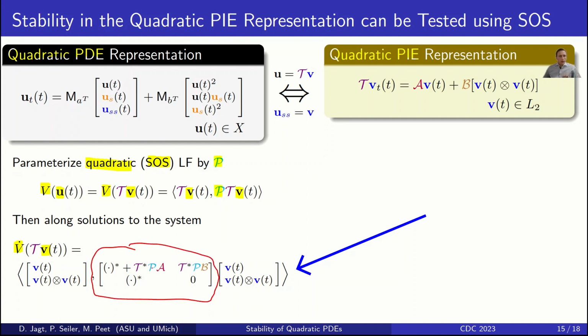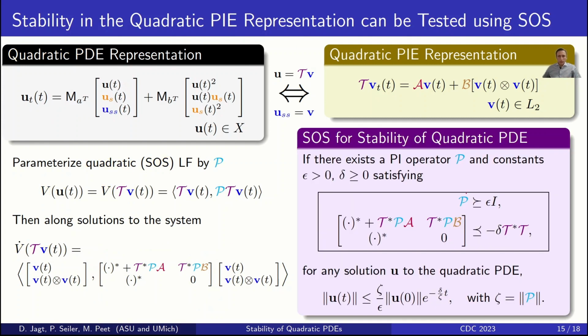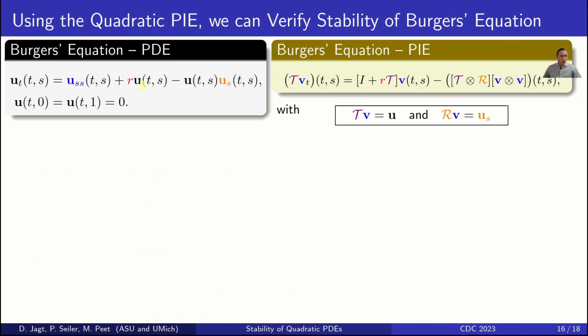So then, using this simple quadratic Lyapunov function, we find that if there exists a positive definite PI operator P, such that this operator here is negative semi-definite, then this ensures that solutions to this PDE are in fact exponentially stable. So let's apply this to some examples, starting with Burgers' equation, as we've seen before.